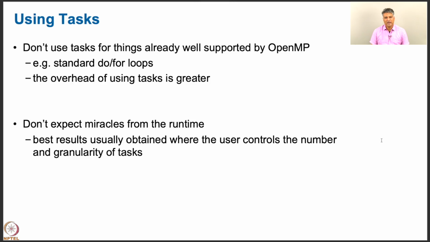So the way to go about using tasks is not to use tasks for things which are already well supported by OpenMP, for example, standard do and for loops. Though it can be done, the overhead of using these tasks becomes quite big, and also the programming effort. And it's quite easy to make mistakes. So the best efficiency of the program comes when you are able to fine-tune and control the granularity of these tasks, and this is something which you will learn as you get to know your algorithm better. Thank you.